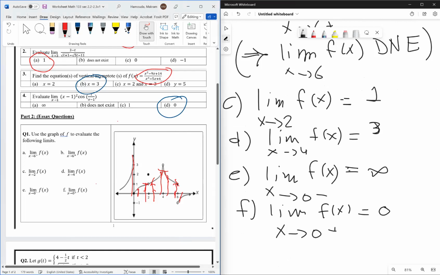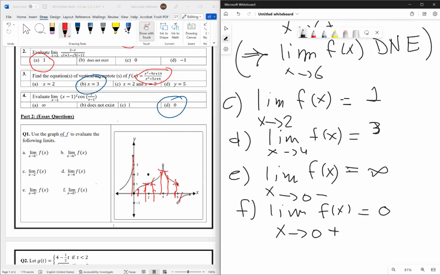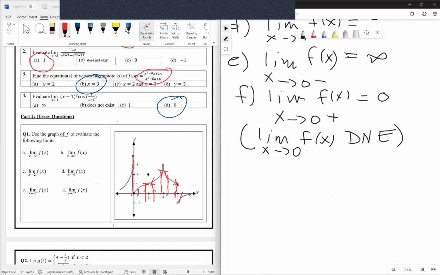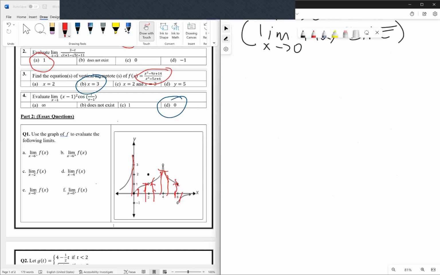Okay. So my conclusion for this is also extra observation. Limit at 0 does not exist since they are different. So the limit does not exist. Good. This is question number 1. Then I will move to question 2 for the essay part.